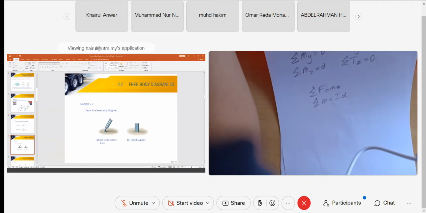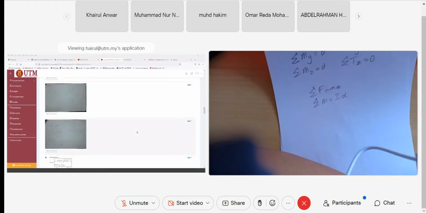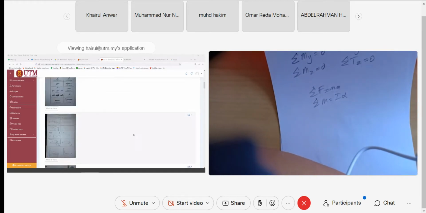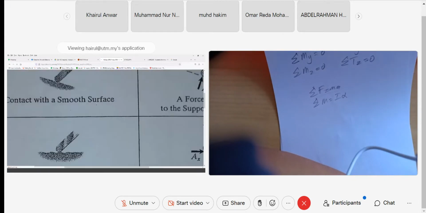Okay, can you see? I share you the e-learning. Can you see, doctor? Can you see this image? Can you see this one image? For example.